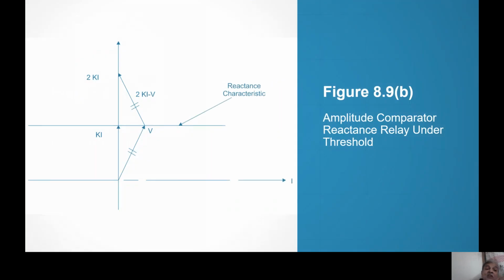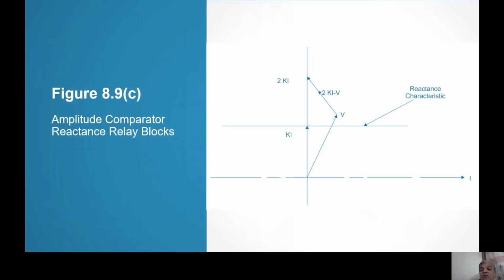2Ki minus V and V are equal. V is just on threshold. Right? It is on the characteristic. The relay is under threshold condition, right? And if V is out of Ki, that horizontal line, reactance characteristic, then 2Ki minus V is less than V. V becomes more and relay blocks. Relay does not operate. Right? So this is how the reactance relay acts.